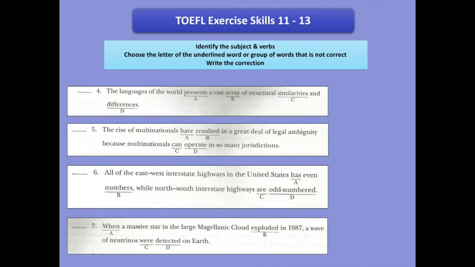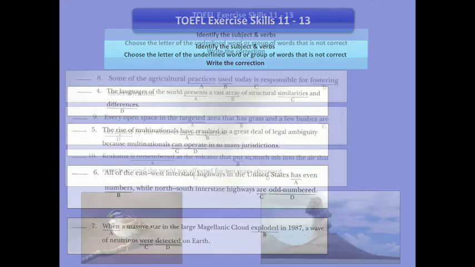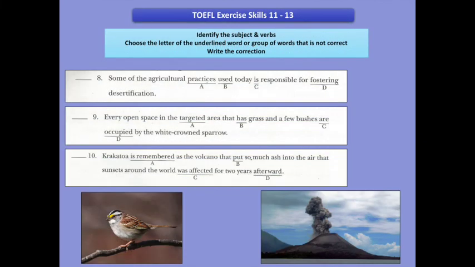Now it's time for you to try the rest of the questions. First, read the sentence. Then identify the subjects and verbs. Choose the letter of the underlined word or group of words that is not correct. And because this is homework for class, I also want you to write the correction, just like I did with numbers 1, 2, and 3. But on the TOEFL test, you will not have to write the correction.